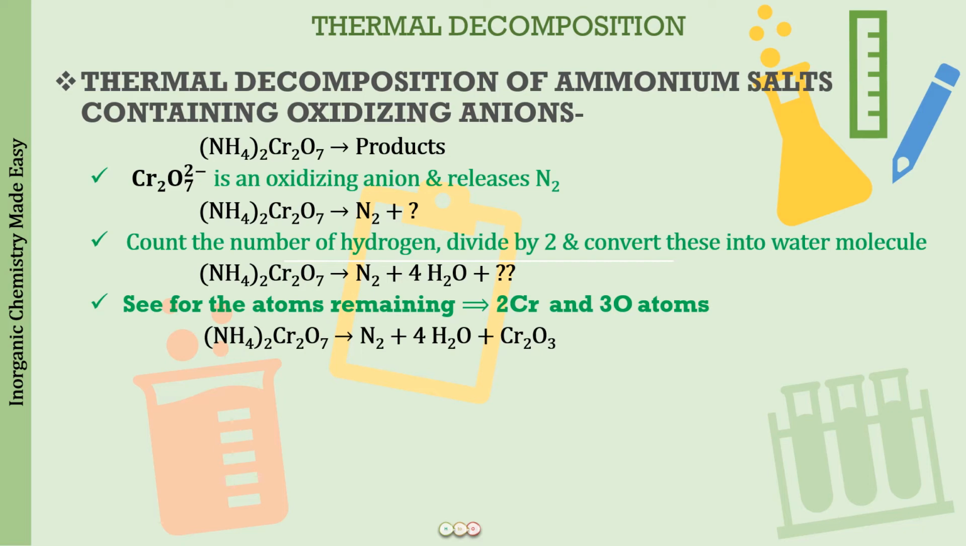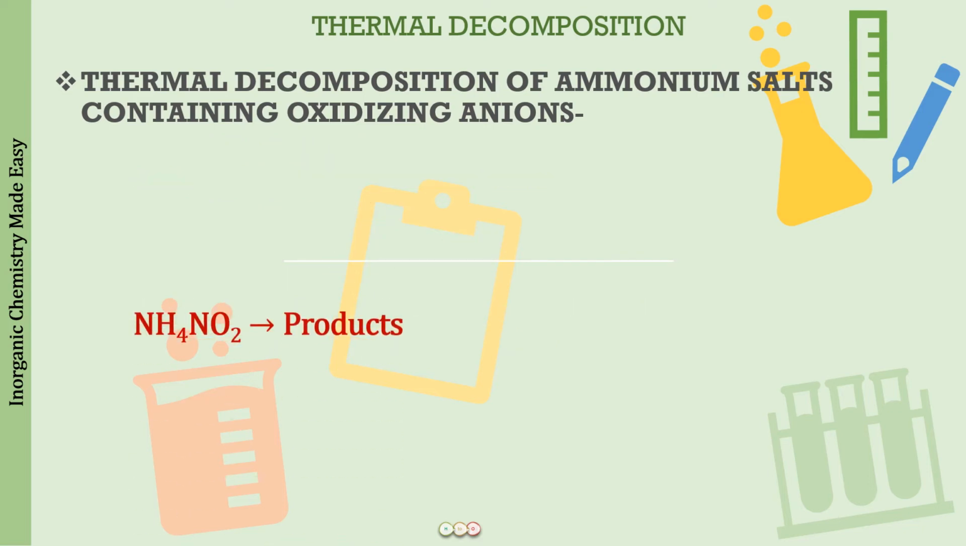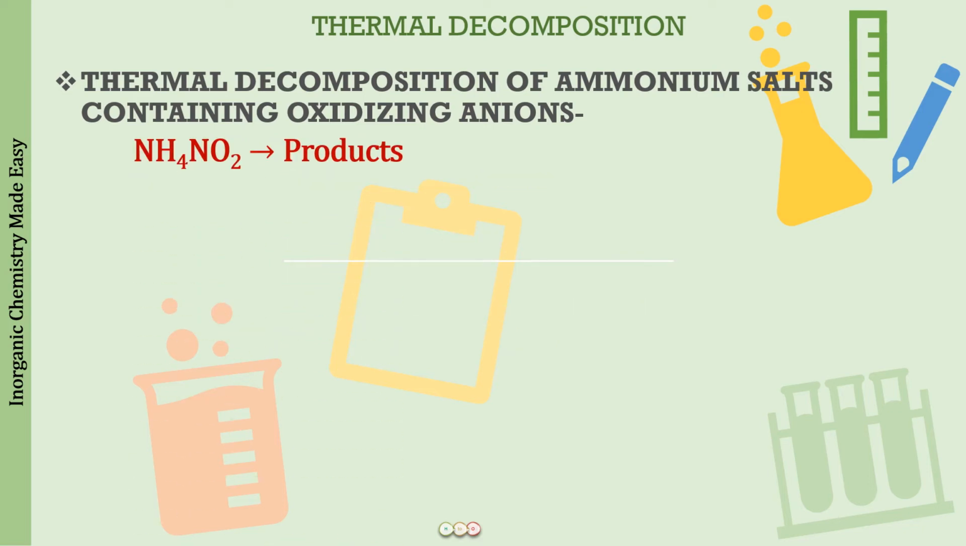Let us see one more example. The next example is NH4NO2, ammonium nitrite. So what are going to be the products formed? Let us see that. First of all, we see what is the anion. This is NO2 negative. So this is also an oxidizing anion. And when we have an oxidizing anion, what is going to be one of the products? It is going to be nitrogen gas.